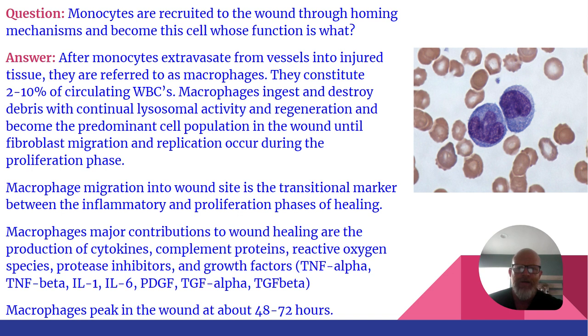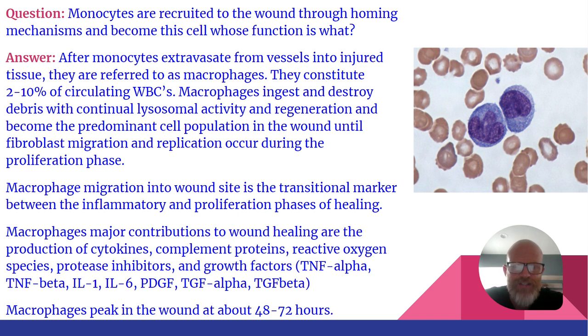Next question. Monocytes are recruited to the wound through homing mechanisms and become this cell whose function is what? And if you look at the slide there, it's an image of a macrophage. So after monocytes extravasate from vessels into injured tissue, they are referred to as macrophages. They constitute 2 to 10% of circulating white blood cells. Macrophages ingest and destroy debris with continual lysosomal activity and regeneration and become the predominant cell population in the wound until fibroblast migration and replication occur during the proliferative phase.